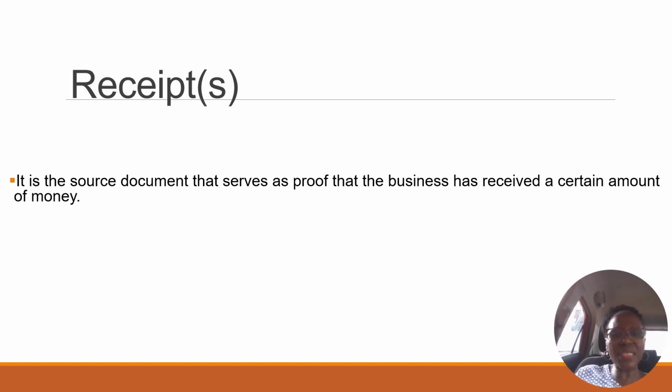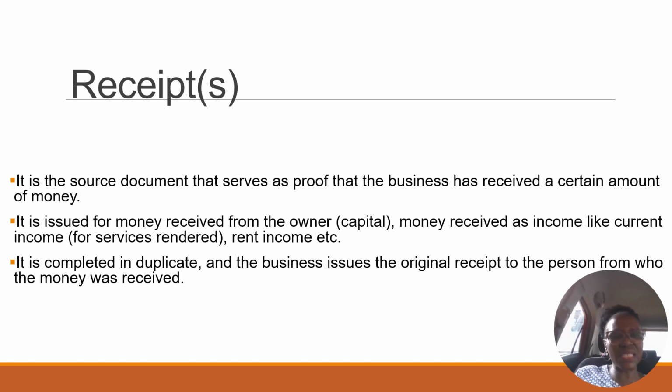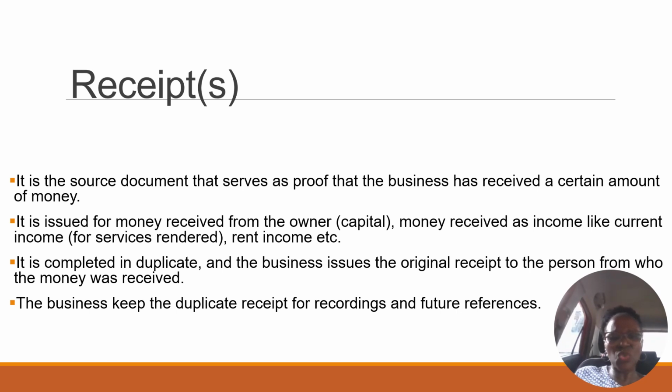It is a source document that serves as proof that the business has received a certain amount of money. It is issued for money received from the owner, money received as income, like current income for services rendered, and then rent income, etc. It is completed in duplicate, and the business issues the original receipt to the person from whom the money was received. Remember, a business will send the original, not the duplicate. The business keeps the duplicate receipt for recording and future reference.